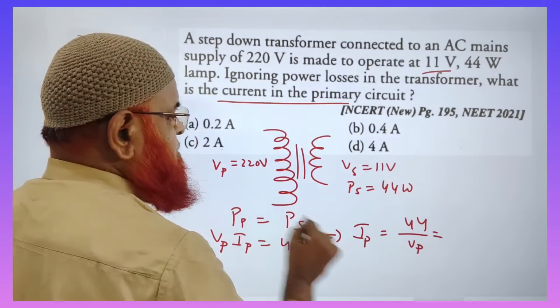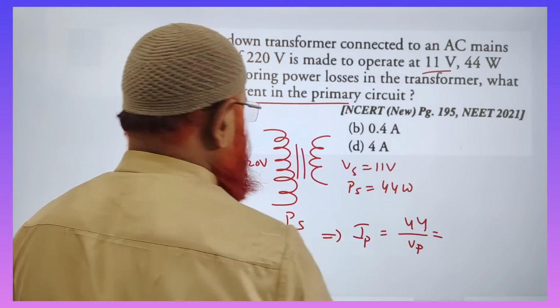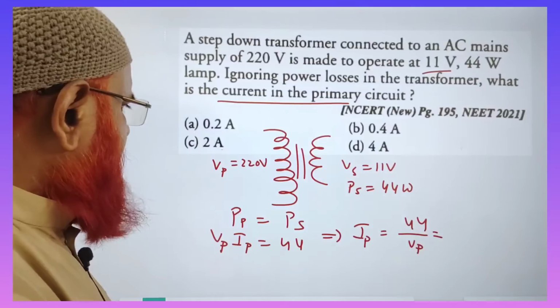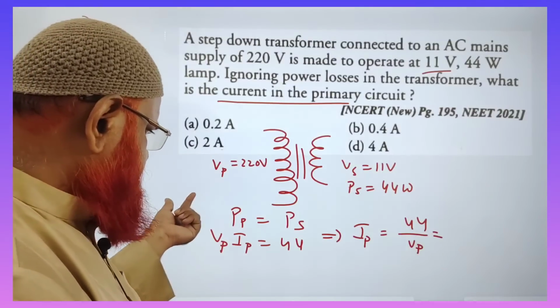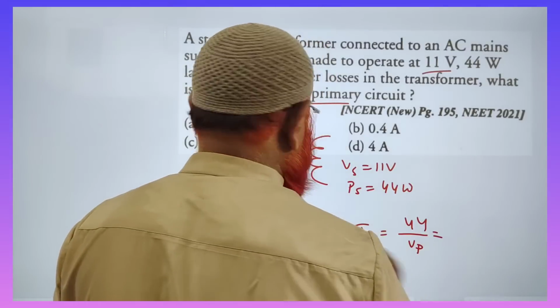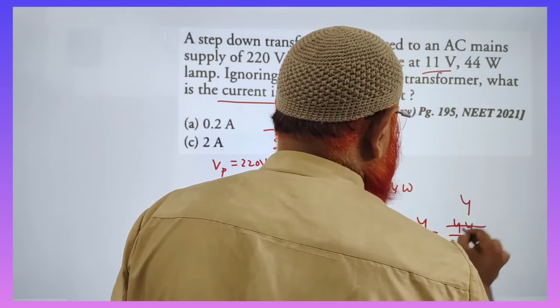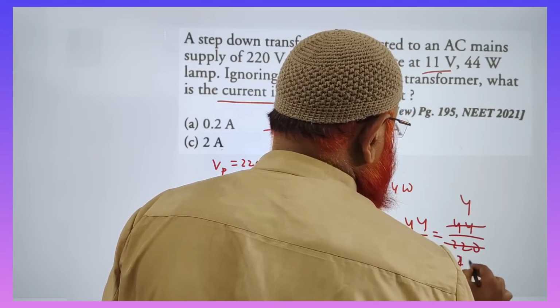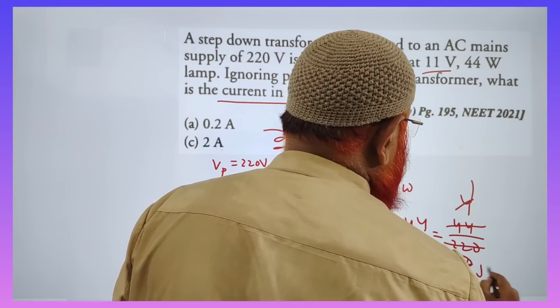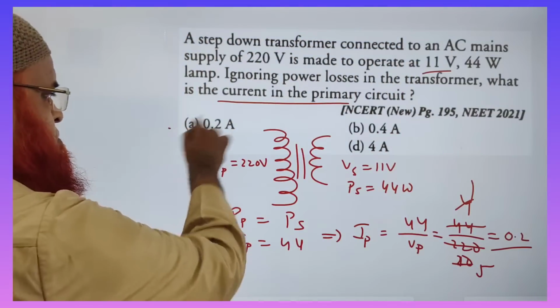Voltage at the primary. Okay. No, it's correct only. What do we want here? Voltage at the primary. Okay, sorry. So 44 divided by how much? 44 divided by 220. 11 fours, 11 twos, this one. 4 ones, 4 fives, 20. So 0.2. 0.2. Option.